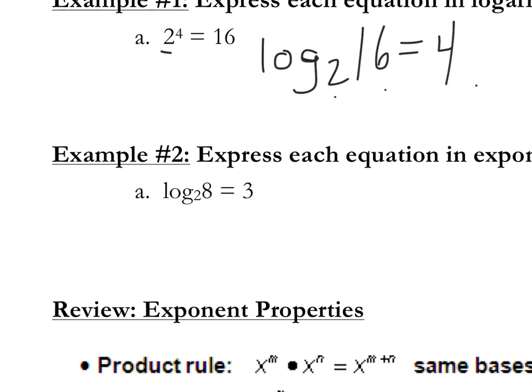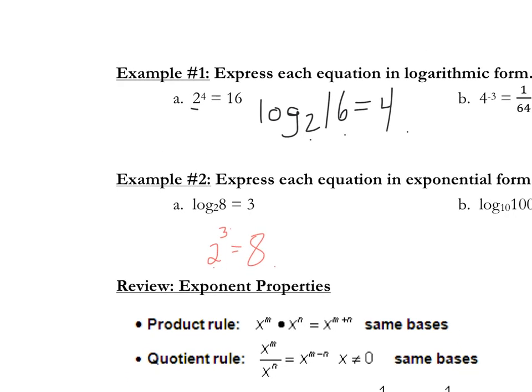Now we're going to go the other way. I find these to be a little bit more intuitive. So what we want to do is write this in exponential form. Well, the base is going to be the base of my exponent. The answer is the exponent. So this 3 goes here. And I can always check my work. 2 to the third power, yep, that's 8. I'm good.